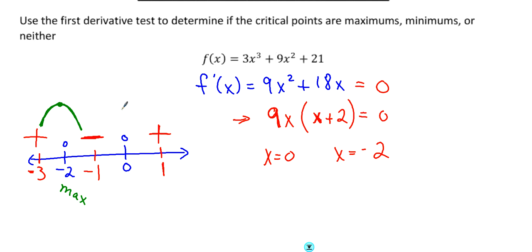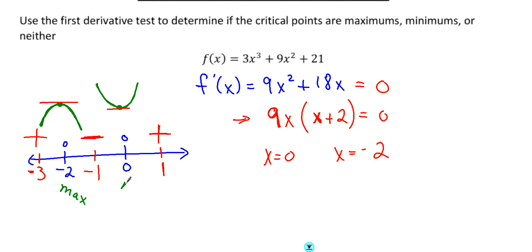Now at 0, again, here's my critical point. On the left side, though, this time it's decreasing since my slope is negative. So my function is decreasing, going down to 0. But on the right side, my function is increasing. So it starts to increase after here. Now remember, at this point, the slope is 0. It's a horizontal tangent. Negative 2 and 0 are horizontal tangents.